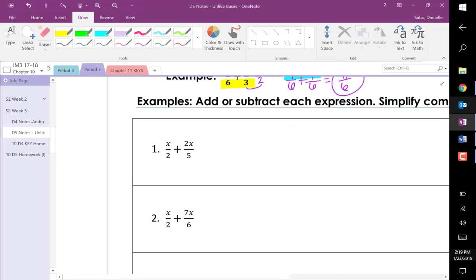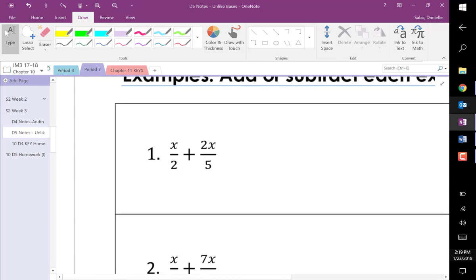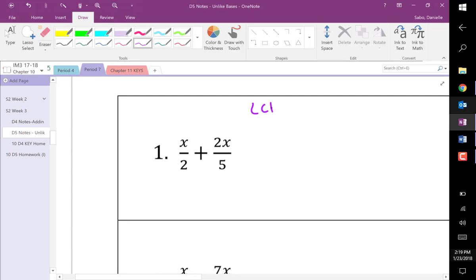Now, I'm going to show you a trick. When you find your LCD, this is how my brain works. Can 2 be multiplied by anything to get 5? Because you have to check and see, like, can one of them just be the LCD? Can 2 multiply in any way to get 5? No. Can 5 multiply in any way to get 2? No, so we need to find something other than 2 and 5 to work with here. What is a number that I can multiply these by to get the same number? 10, very good. So let's talk about that.